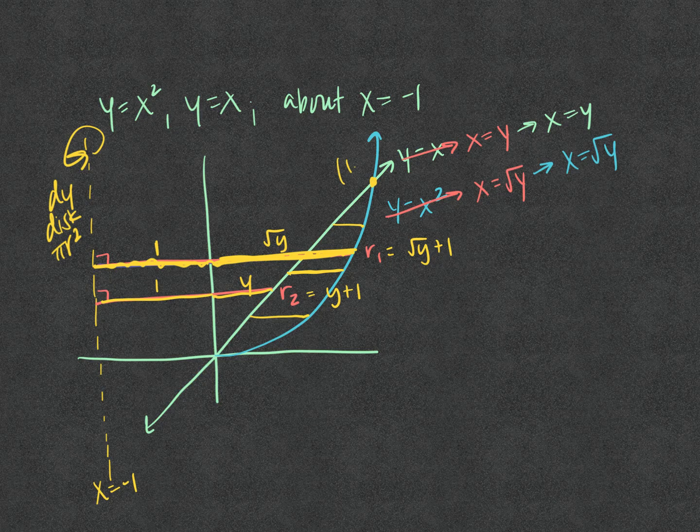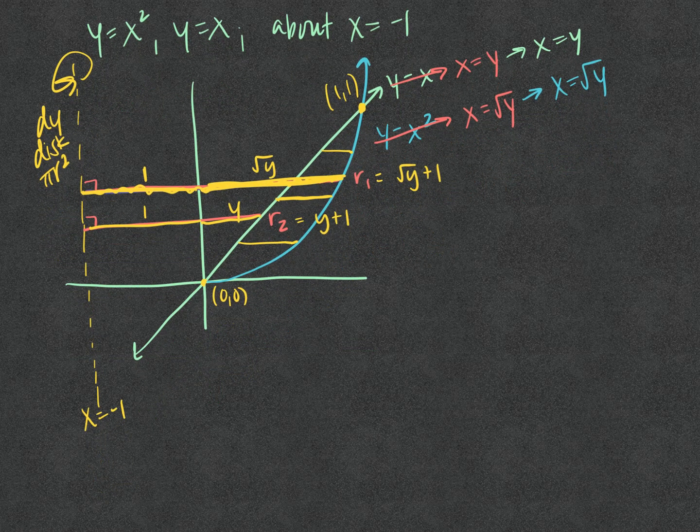We found earlier this point is 1, 1, and this point right here is 0, 0. So as we set up our integral, we're going to say the volume equals pi, the integral from 0 to 1, in terms of y from over here. Good news, the x matches, so if you mix them up, you're okay.